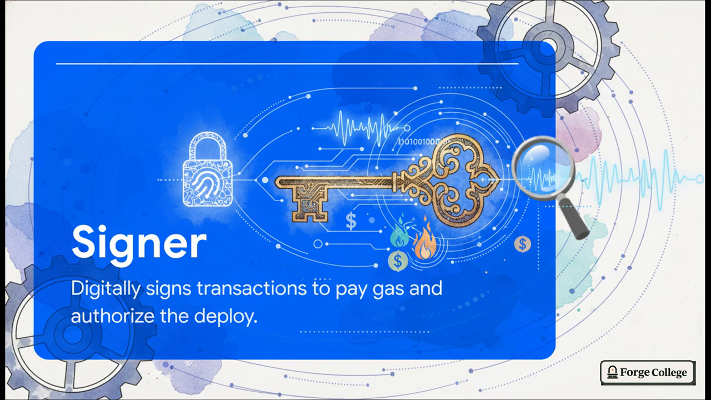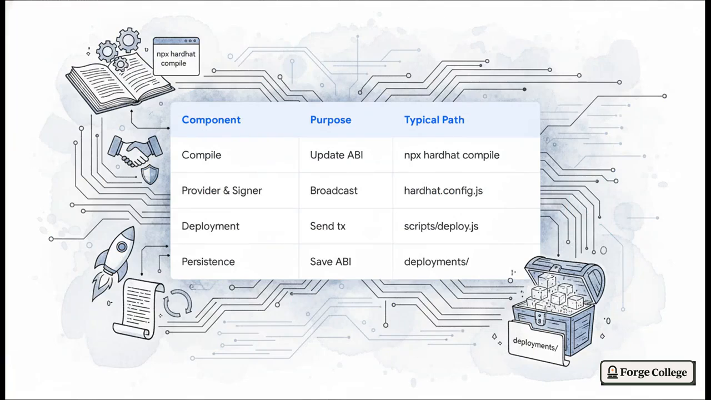You absolutely need both of these working together, the provider to broadcast and the signer to authorize. Let's look at how these concepts map to your actual project files. Think of this table as your minimalist technical spec sheet.